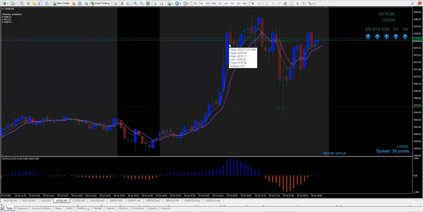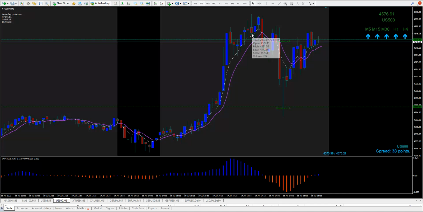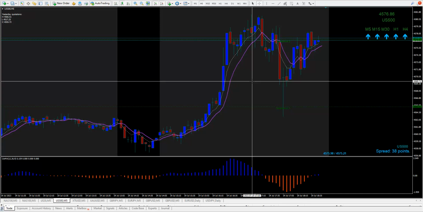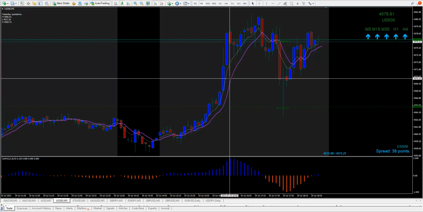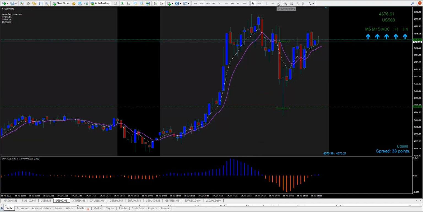And again, right here. Buy right here, a little bit of drawdown, up it goes. And again, right here. Buy right here, a little bit of drawdown, and up it goes. Okay? And then we had divergence right here. High, retracement, and higher high.